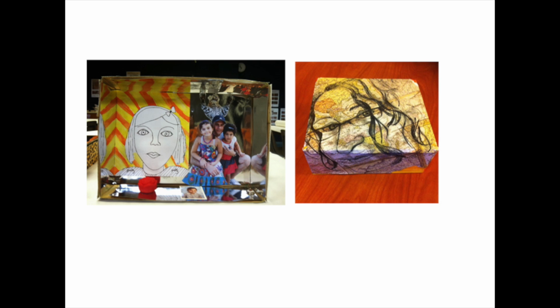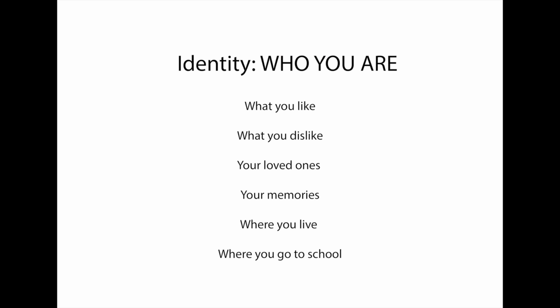Now, the boxes that we're going to create are based on our identity. Identity means who you are as a person. So it's the things that you like or the things that you don't like. It might be your favourite food or your favourite place to go on holiday. But whatever you decide to put onto your box, you need to put on the most basic thing about your identity, which is your name and the fact that you go to the Mount School.